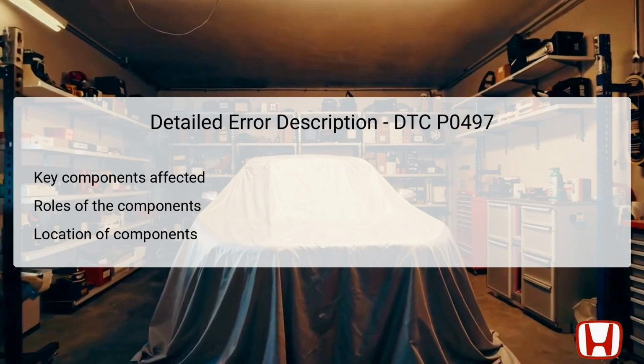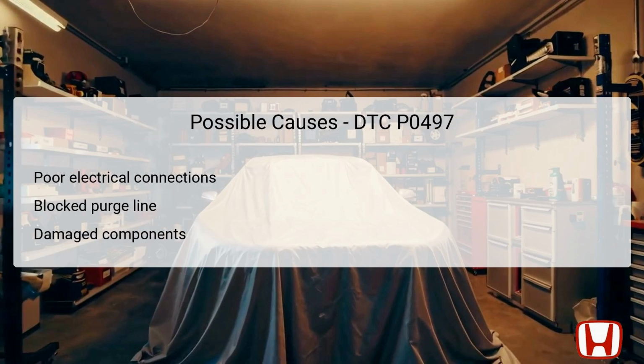The fuel tank pressure sensor measures the pressure inside the fuel tank and communicates this information back to the engine control module, ECM. The EVAP canister is typically located at the rear of the vehicle, near the fuel tank, while the purge valve is usually situated on or near the intake manifold. Proper function of these components is crucial for the vehicle's emissions control system to operate effectively and avoid releasing excess pollutants into the atmosphere. Several possible causes can trigger the P0497 DTC.